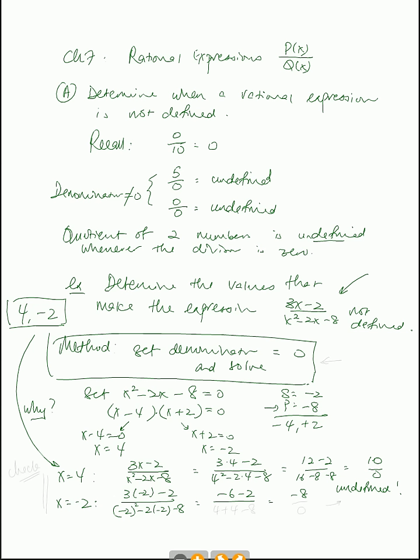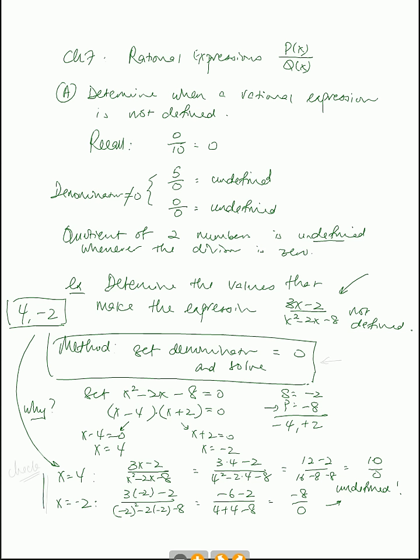That makes the top negative 8, but the bottom is going to be 4 plus 4 minus 8, which is 0. So true enough, it's undefined again. Okay, so in answer to this question, what are the values that make it undefined? We are saying that there are two numbers that will make it undefined. The two numbers are 4 and negative 2.